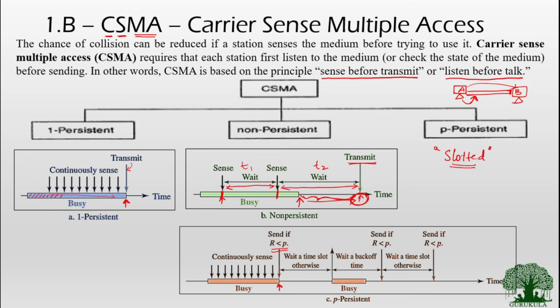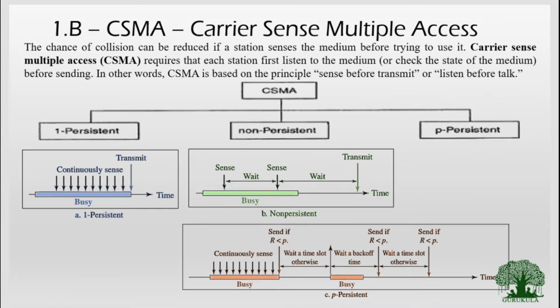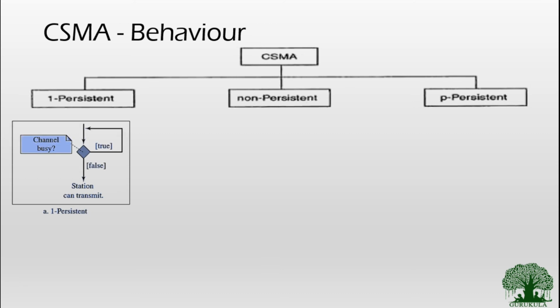So this is what we call p-persistent. Now let us march a little bit, and then we will try to understand each and every behavior in a flow diagram format. Whereas in the one persistent method, this is another approach to understand it. The explanation remains the same, but only the pictorial representation is a little bit more formal here.